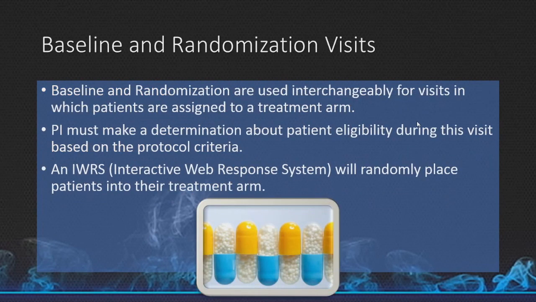which is baseline and randomization, which are synonymous. They're used interchangeably for visits in which patients are assigned to a treatment arm. So what's the reason for the different terminology here for baseline and randomization? People might be asking, Chris. I have a few thoughts. Randomization would be when you are randomized to whatever study arm, right?